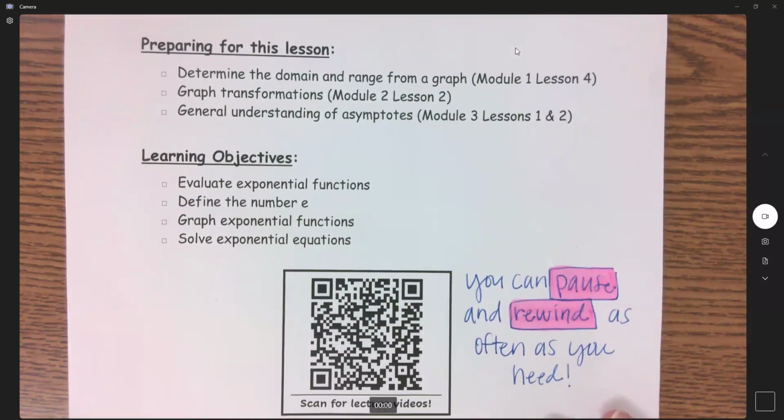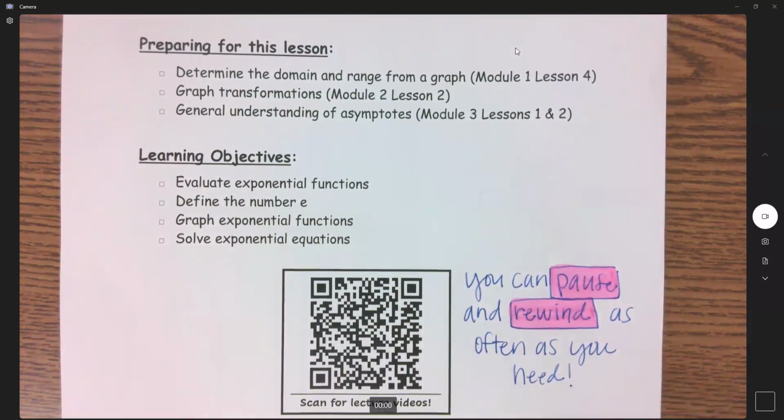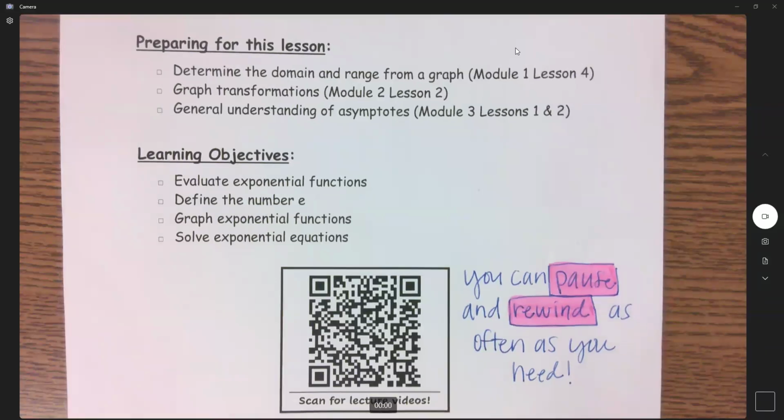The learning objective is to evaluate exponential functions, to find the number e, and graph exponential functions, which is going to be the big part of this lesson. And then we're going to start solving some exponential equations.